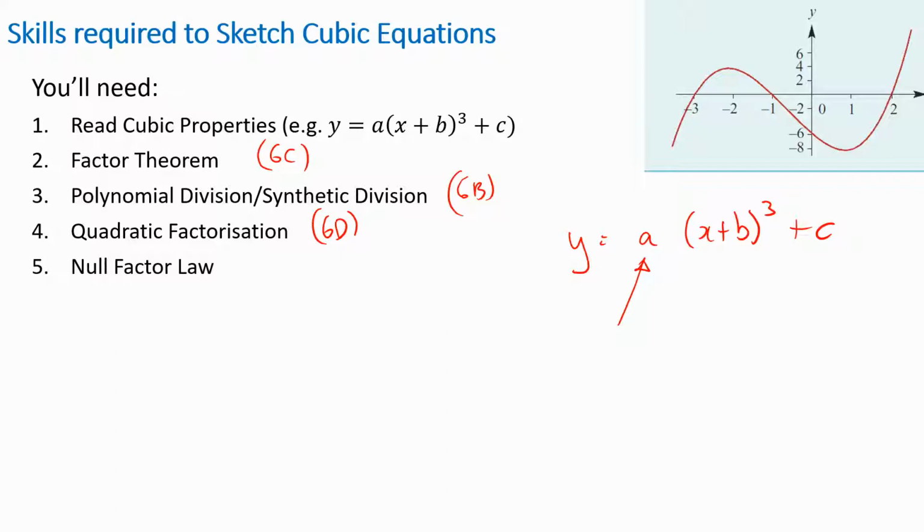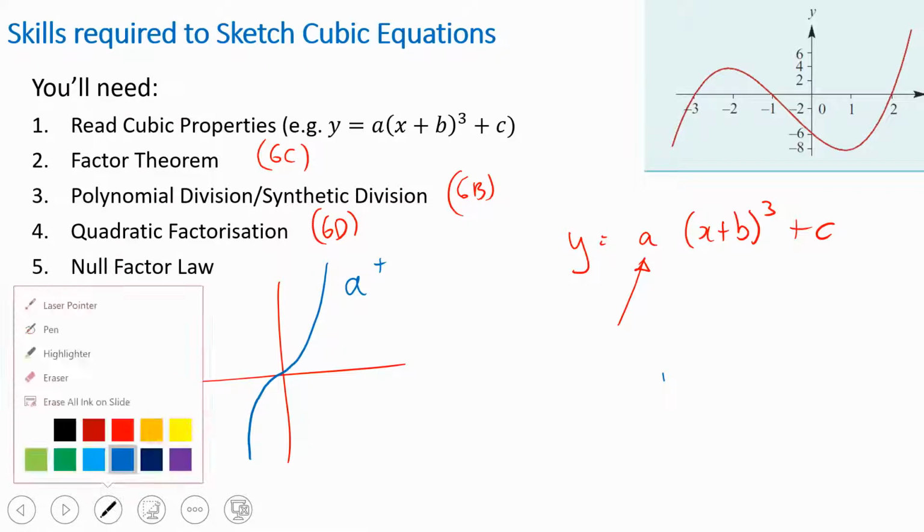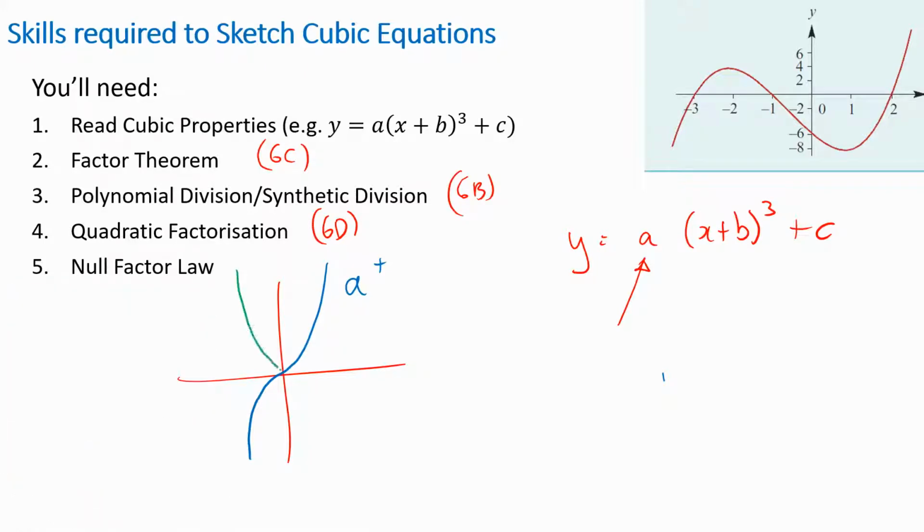In our case, our shape for a cubic graph is not a smiley face. This is what the shape looks like. I'm going to draw it and I want you to copy it down, yeah? That's your positive shape. When A is positive, that's what it looks like. If A is negative, I'll do it in green, it'll be the other way around, it'll be flipped. Okay? That's all you need to know at this point. If A is positive, it'll be the blue shape. If A is negative, it'll be the green shape.